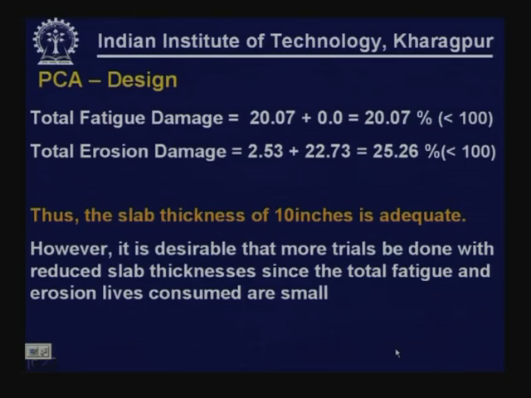So, the total fatigue damage caused by single axle load groups and tandem axle load groups is 20.07 plus 0, that is a total of 20.07, which is of course well below 100%, and the total erosion damage is 2.53 plus 22.73, that is equal to 25.26, which also is well below 100%. So, obviously, the thickness that we have selected is quite safe.